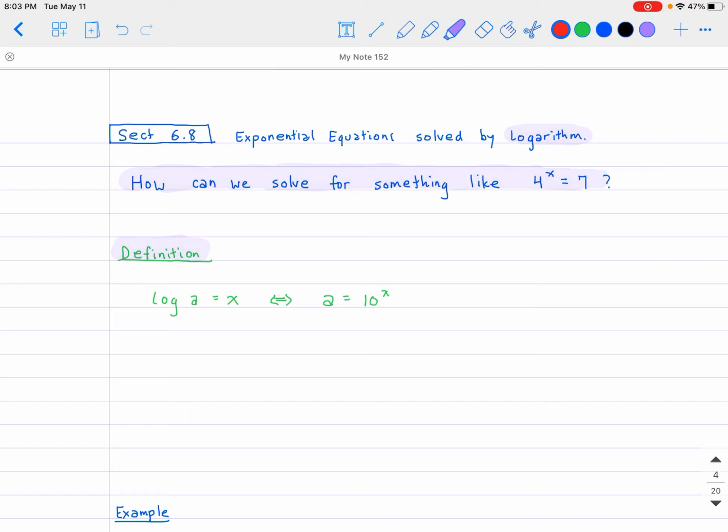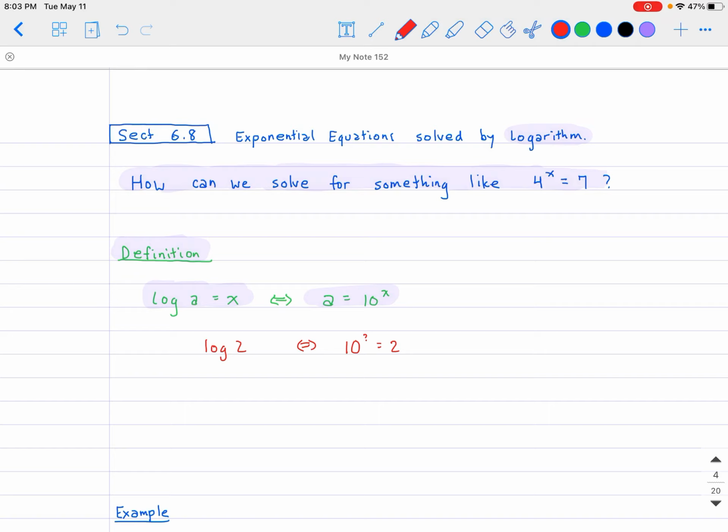The formal definition is that log of a is equal to x means the same thing as a is equal to 10 to the x. Let me show you what I mean. If I say log of 2, that is basically saying, 10 to what power is equal to 2? Something like this, you cannot solve by hand because it's way too hard.